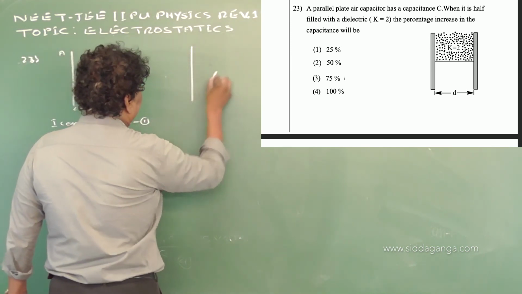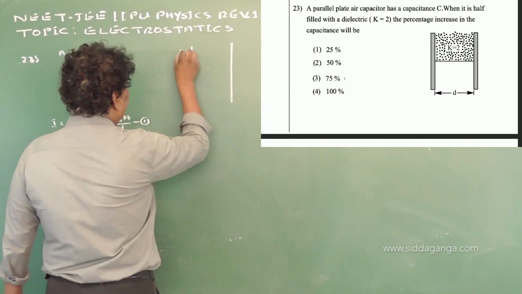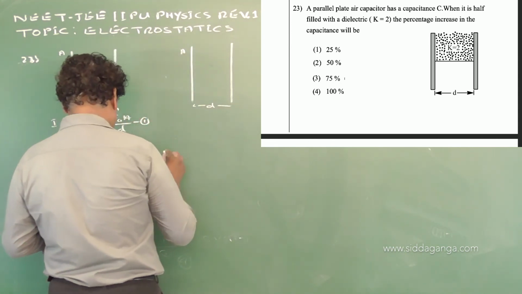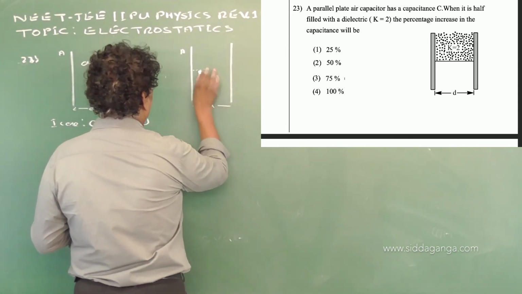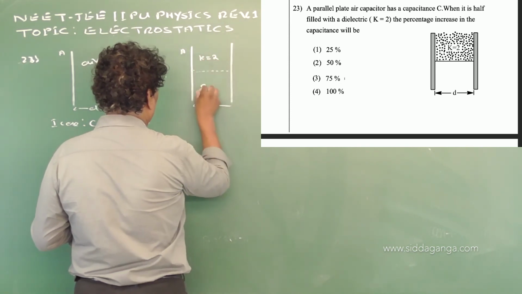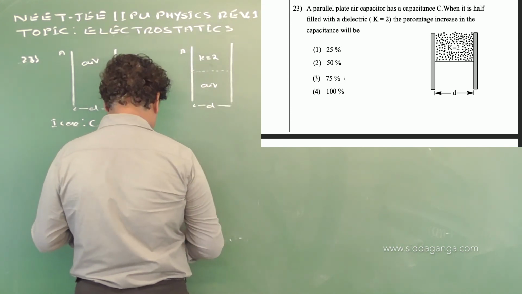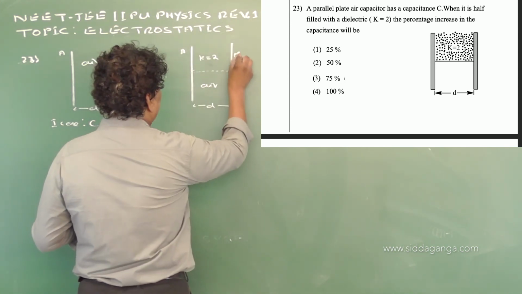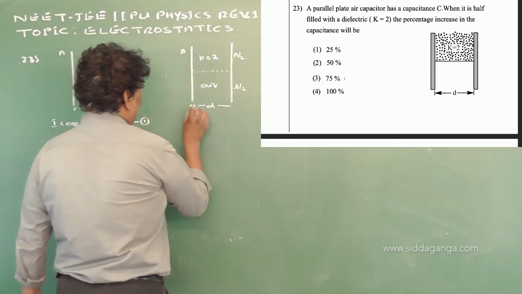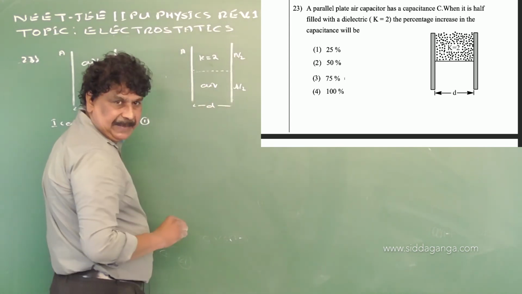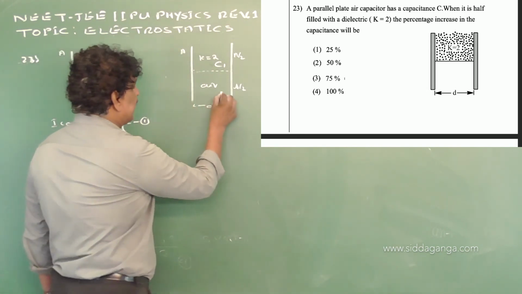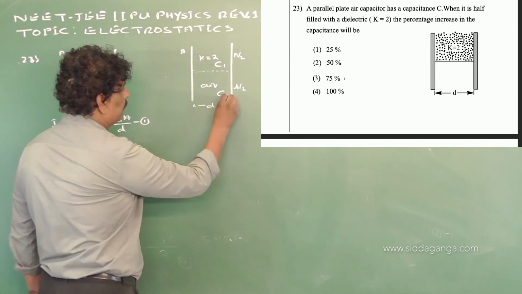Now, the same capacitor with A and D. Now, the half of this one is filled with K is equal to 2. Now, this plate area becomes A by 2, this plate area becomes A by 2. The distance between the two plates is same. Now, this acts as a capacitor of capacitance C1. This acts as capacitor of capacitance C2.